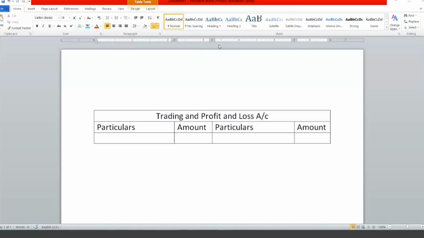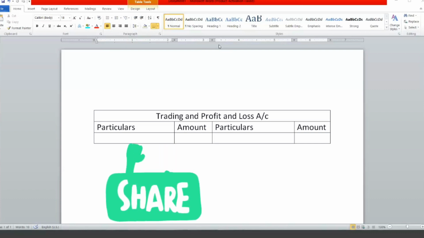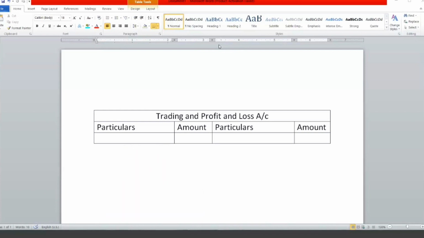Today, let us start one problem. Let us solve one problem on trading and profit and loss account and balance sheet. Till now, we have solved problems separately: one problem on trading account, one on profit and loss account, one on balance sheet. Now here, we will solve one problem with trading account, profit and loss account, and balance sheet without adjustments. Keep in your mind it is without adjustments. So now let's start the question.